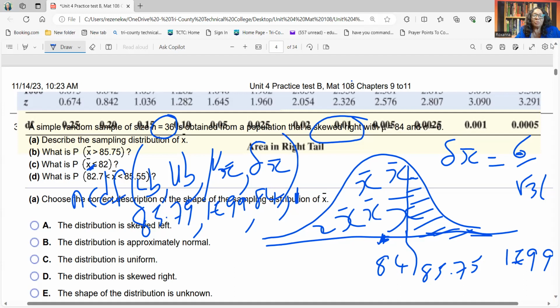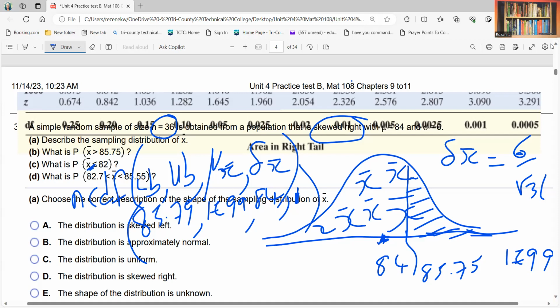Imagine that instead of putting 1 here, you put 6, because it makes the difference. This is what makes the difference. The standard error for this question is 1. Is that clear?